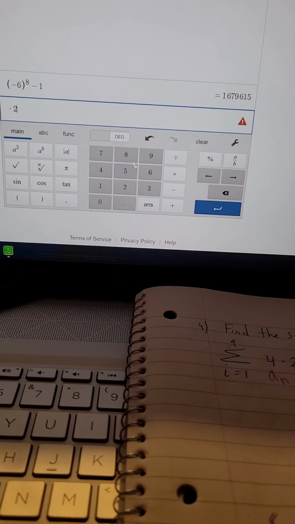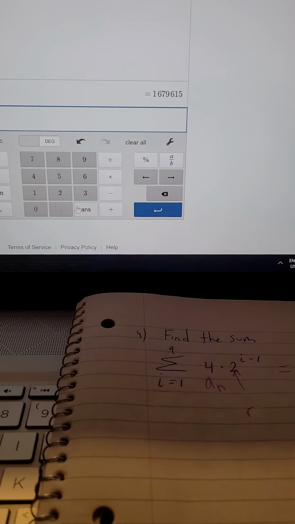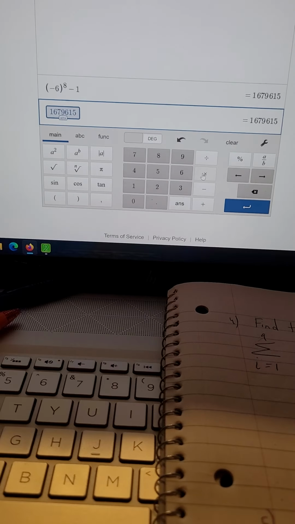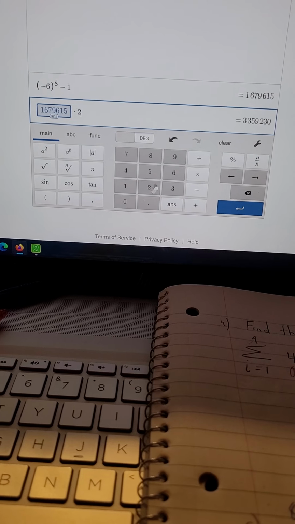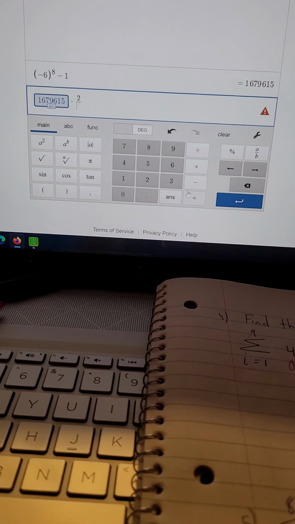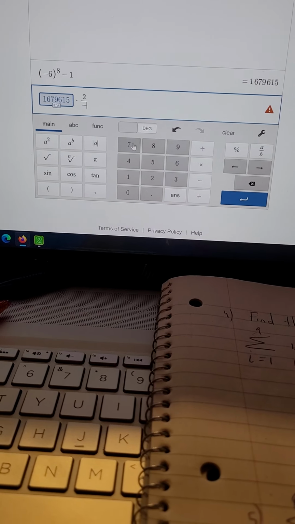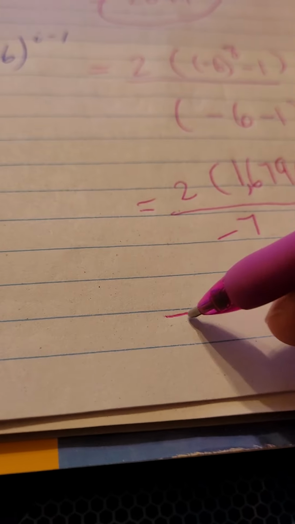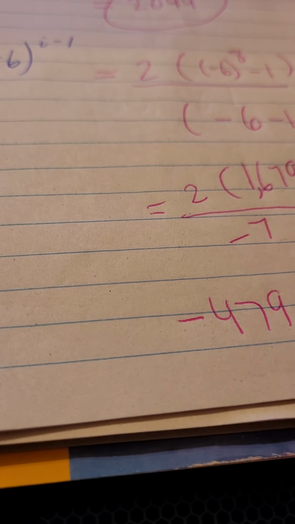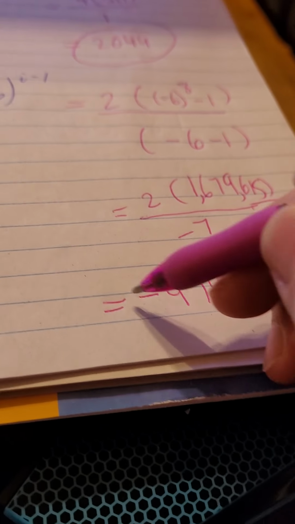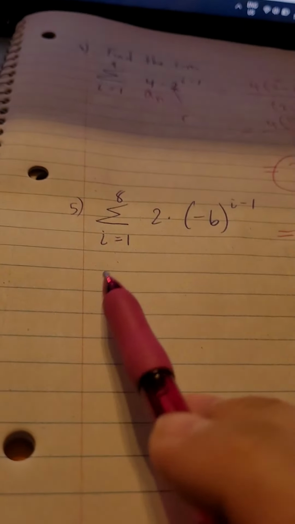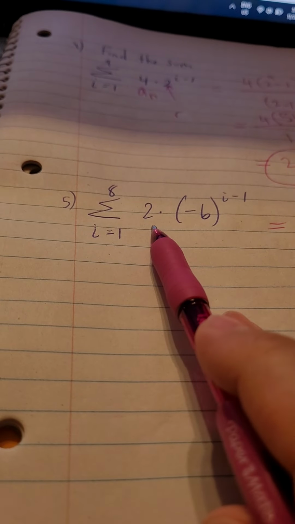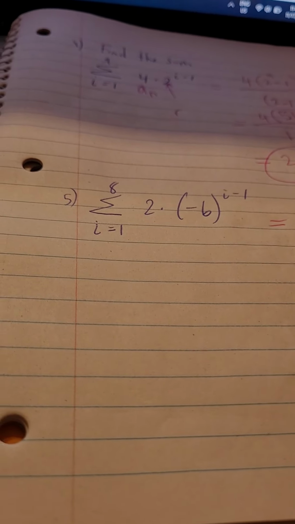Okay. And on here you would press answer, multiply by 2, divide by -7. Okay, so it's that number, -479,890. This is the sum of the 8 numbers. We don't need to know what the 8 numbers are. We just know that we start at 2, and then we start multiplying by -6, so every other number is going to be a negative.